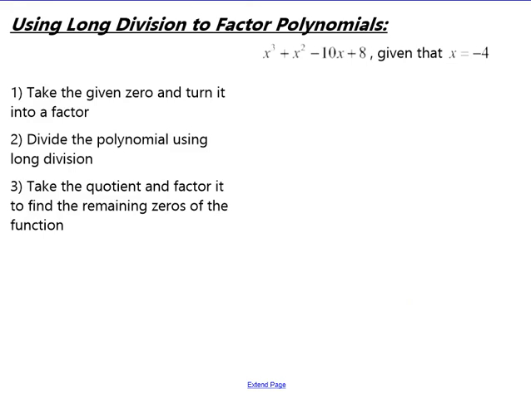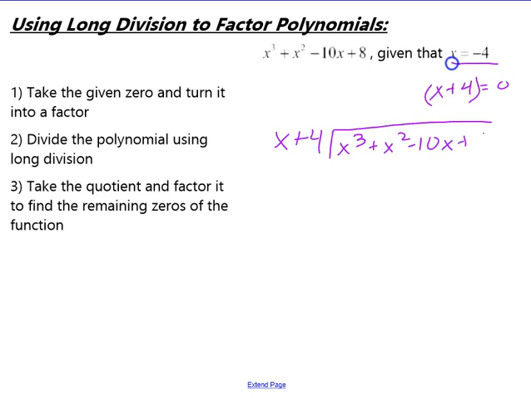Next, I'm going to show you how to use long division to factor polynomials. So we have a polynomial x cubed plus x squared minus 10x plus 8. And I've given you that one of the x's equals negative 4. So the first step is to take the given 0 and turn it into a factor. So if x is equal to negative 4, to turn that into a factor, we need to get one side equal to 0. So if we add 4 to the other side, we have x plus 4 is equal to 0. This is going to be our factor. So we're going to use x plus 4 to divide x cubed plus x squared minus 10x plus 8.